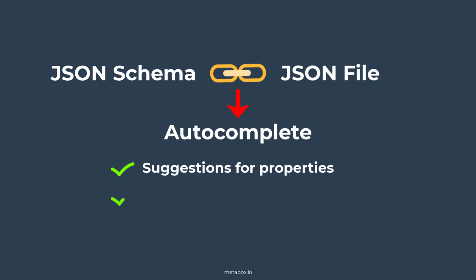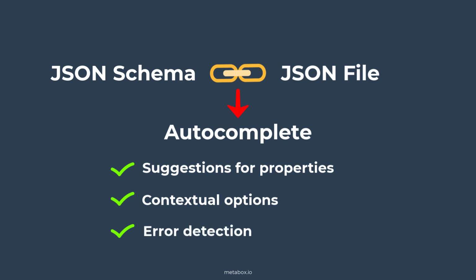The editor also provides contextual options. For example, when defining type for a field, it'll suggest field types supported by MetaBox, such as text, number, date, time, and more. Plus, if you make a mistake like using the wrong data type or missing a required field, it will detect the error for you.